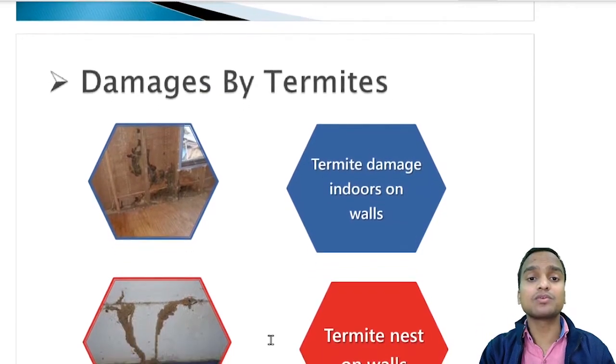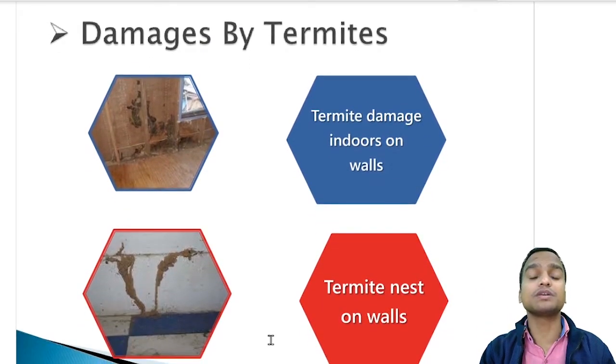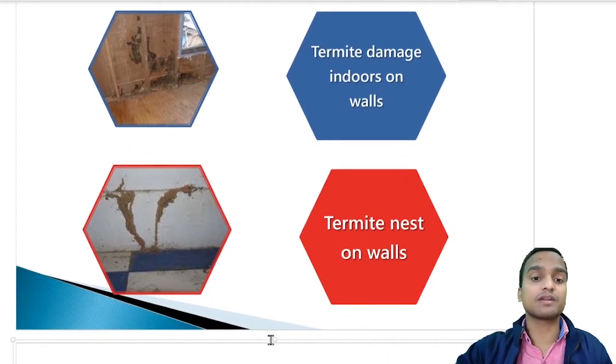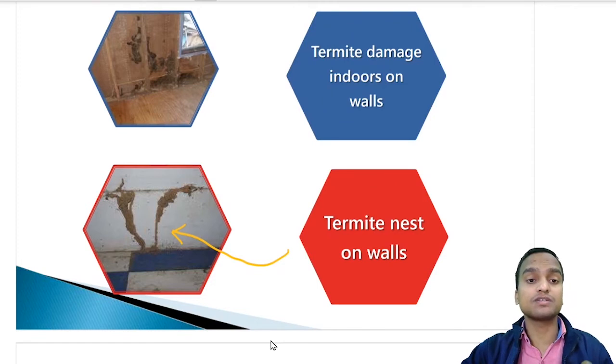You can have a look at different types of damage being caused by these termites, and you can always see these termites present indoors on the walls, and you can clearly see the damage here. And this is the diagram which I was trying to show you, that here is the nest. All these soil trails which you see on the vertical walls are termite nests, and through these nests the termites travel.